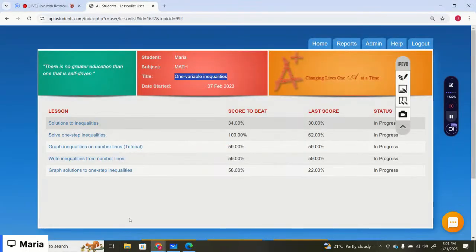Here I'm on grade 6 math. Let's just start with the first lesson, that is solution to inequalities. Let's just start with the lesson.